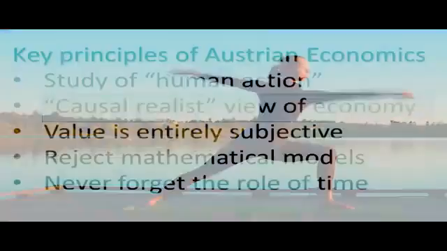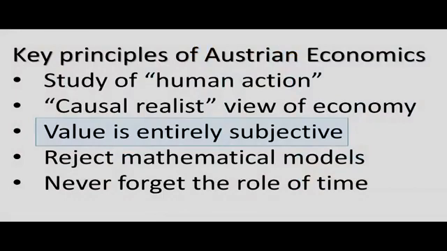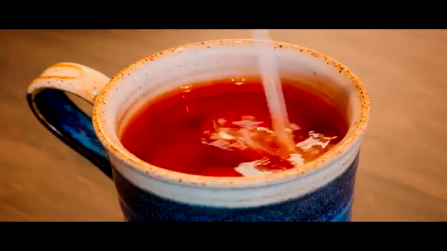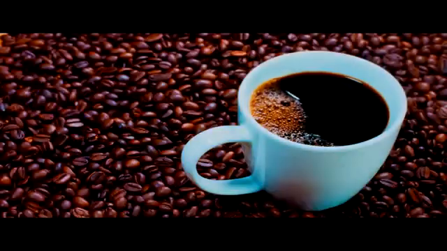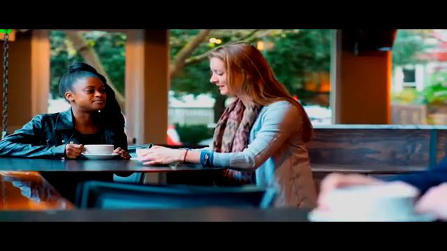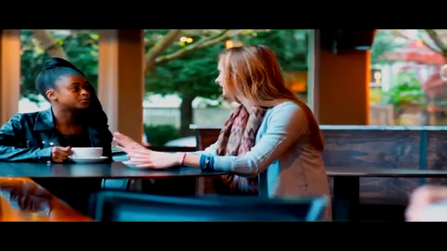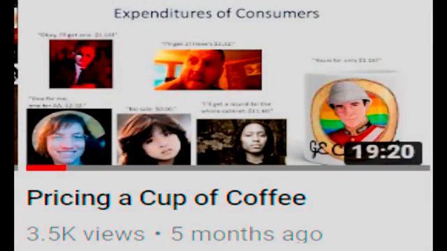Hence, their description of the economy is said to be causal realist. The only ones making anything happen are people. The central tenet of Austrian economics is that value is subjective, and that it is always subjective. You might prefer coffee and I might prefer tea. You might like coffee an awful lot, whereas I might like tea only marginally more than I like coffee. For Austrians, prices in the real economy are always based on these subjective preferences, which we inherently cannot measure. Indeed, your own preference for coffee might change over time. I didn't drink it when I was 17, but I do now, for example. For more on this, see my video, Pricing a Cup of Coffee.